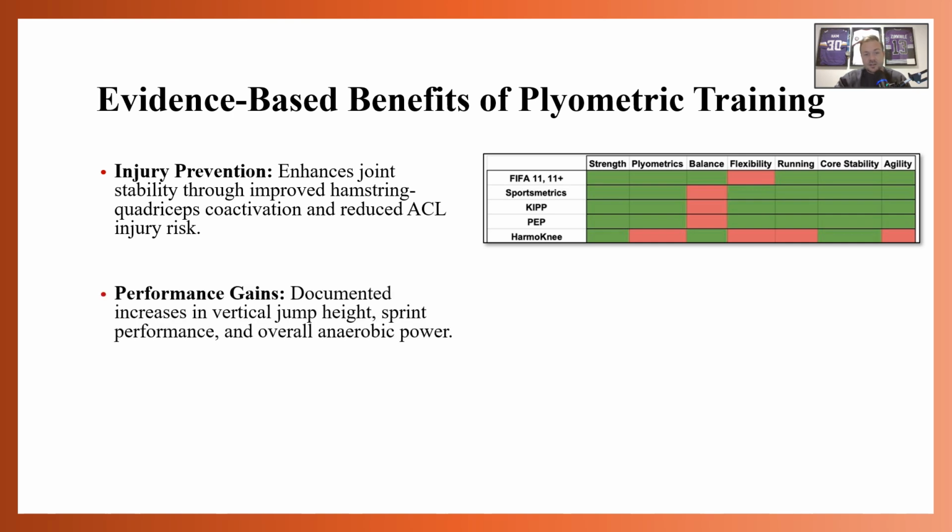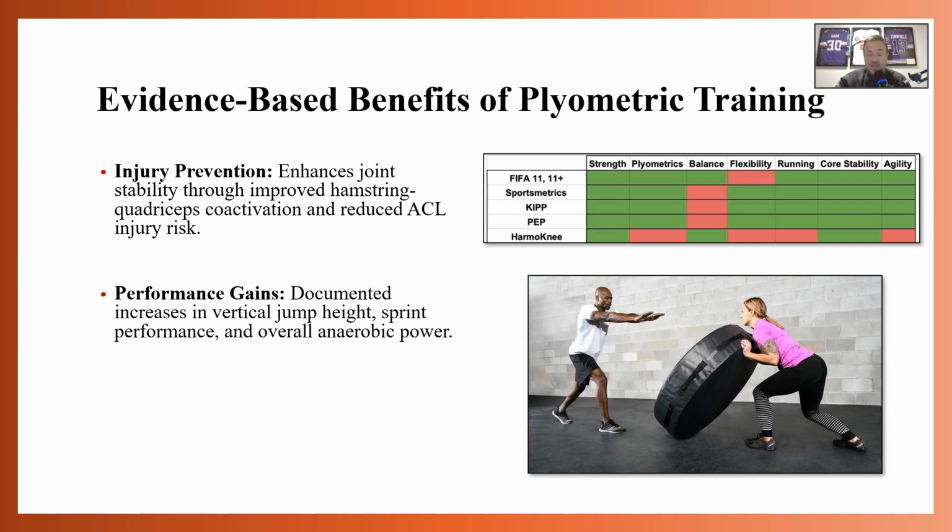So performance gains is another reason plyometric training is great. It's documented increase in vertical jump height, sprint performance, and overall anaerobic power. So if you want to be more of a fast twitch athlete, plyometric training is going to be what you need. Again, I want to just point out there that most times sports involve full body movements, including upper extremity. So it's important to incorporate that when necessary, or to individualize some of the plyometric drills for your athletes' return to sport needs.